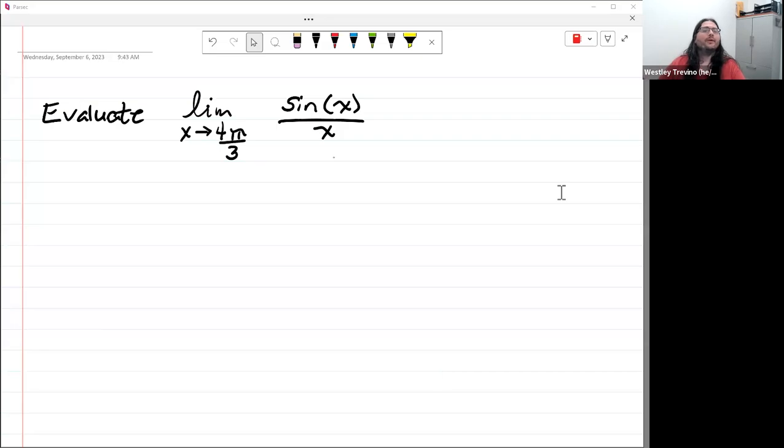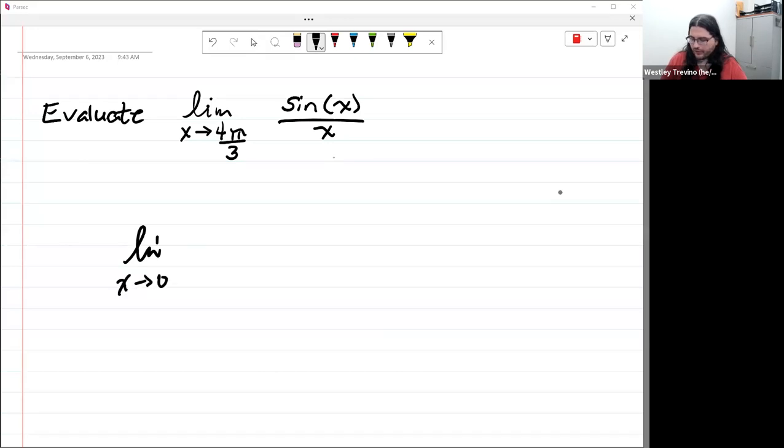All right, welcome. This is a random question from calculus. This is a limit as x approaches 4 pi over 3 of sine of x over x. Now this was an interesting problem because it appears to be one of the special forms, right? We had this whole argument for sine of x over x, but that only applied when x approaches 0. Let's remember what that special form looked like.